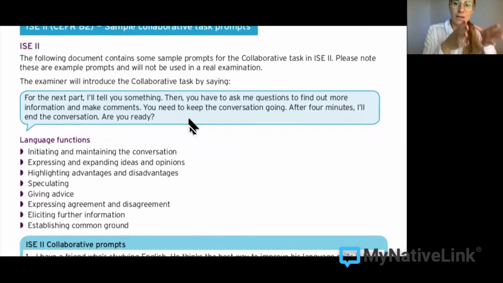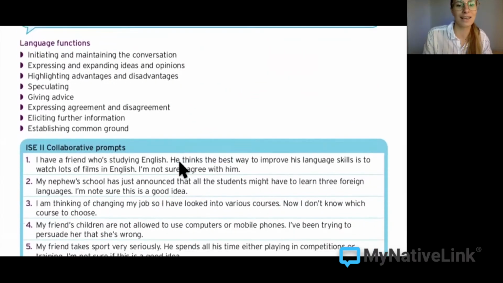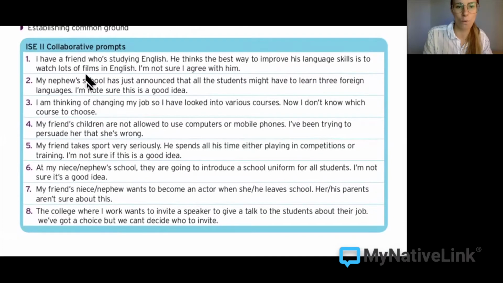When you move from the topic task to the collaborative task, the examiner says, "For the next part, I'll tell you something. Then you have to ask me questions to find out more information and make comments. You need to keep the conversation going. After 4 minutes, I'll end the conversation. Are you ready?" Okay, so here the examiner is going to read one prompt that is going to be similar to these prompts. Let's have a look at the first one.